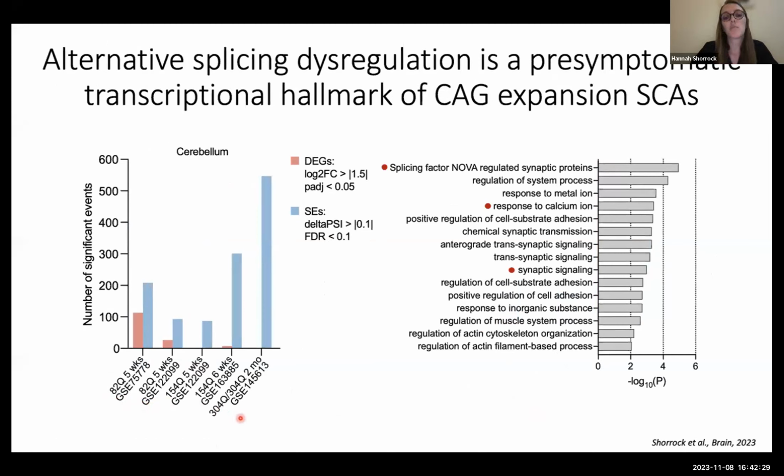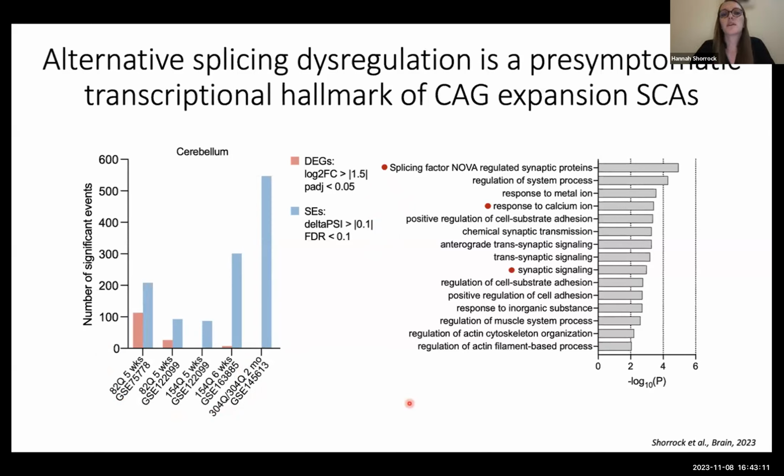And this was particularly prominent for this SCA3 data set here, and also for this SCA1 data set, which is by far the highest read depth in our study and gives us the best ability to robustly detect skipped exon events. When we looked at the gene ontology enrichment analysis for the overlapping events across these 4 pre-symptomatic SCAR1 data sets, again, we saw terms that were really relevant for CAG expansion scars. So things such as splicing factor Nova-regulated synaptic proteins, response to calcium ion, and synaptic signaling.